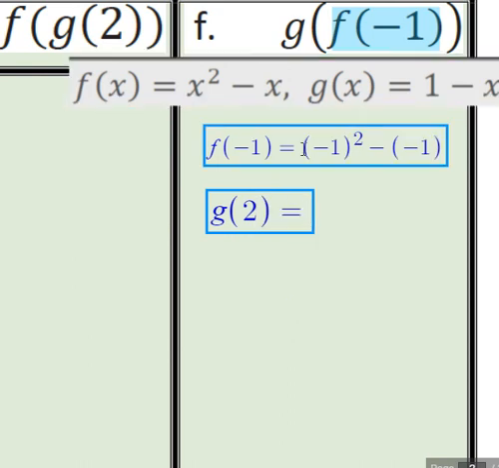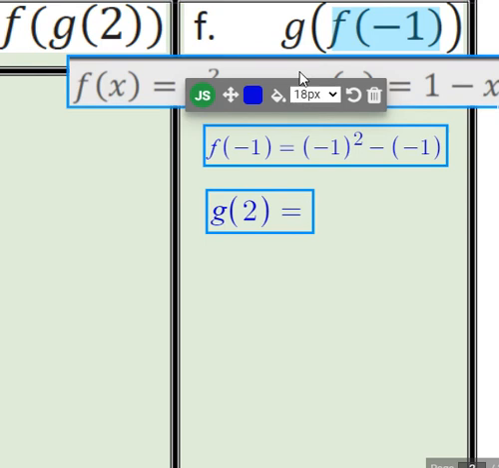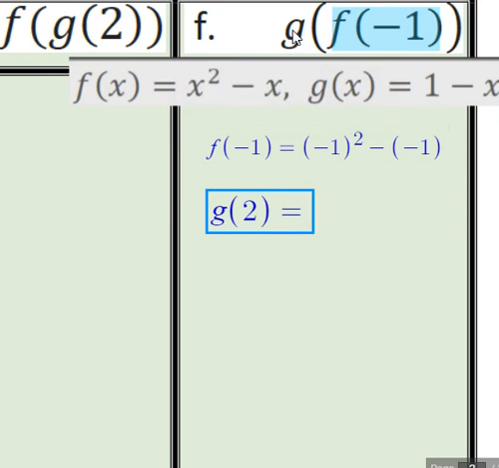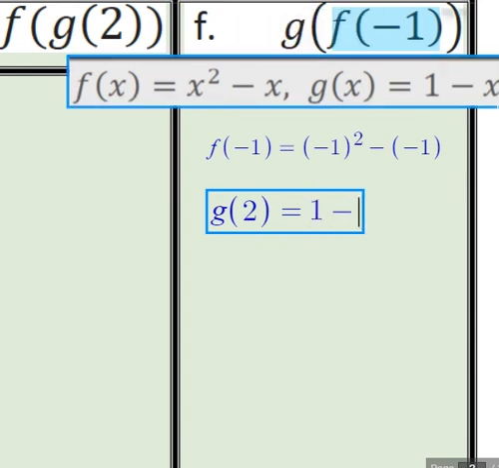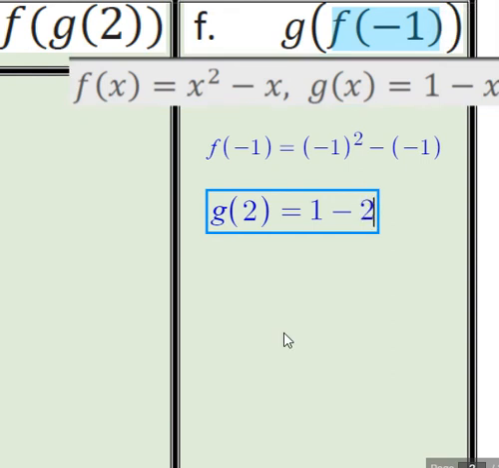So the output of the f function becomes the input of the g function. So the g of 2, I start with the 1 minus, and then instead of writing x, I replace it with a 2. So we get 1 minus 2. Now when I evaluate that, 1 minus 2 is -1, but I go back to my original notation.